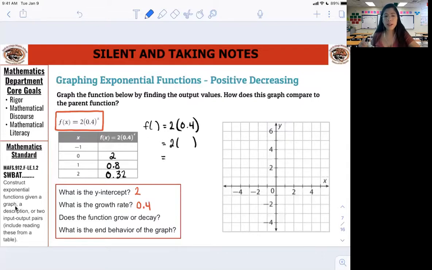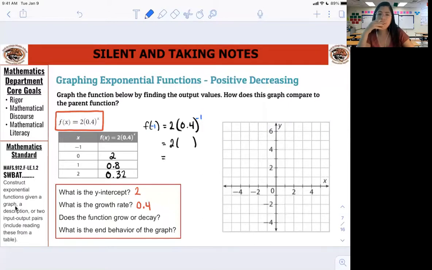So when I plug in -1, what do we expect to get? Negative. Okay, let's see what happens. So I'm plugging in -1. Like I said, you can use your calculator. What is 0.4 to the power of -1? Negative 0.4. 2.5.